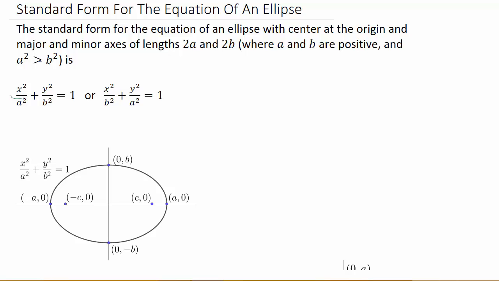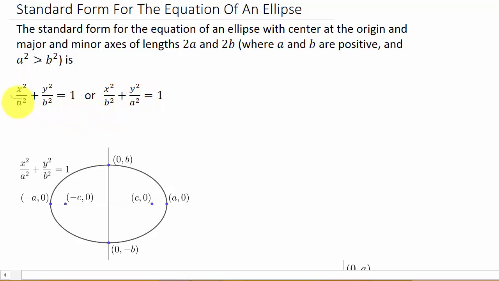Alright, so in this video, we're going to look at graphing an ellipse. So here's the standard form. It says the standard form for the equation of an ellipse with center at the origin and major and minor axes of lengths 2a and 2b. A and b are positive, and a squared is greater than b squared. Alright, so here you can see we've got x squared over a squared plus y squared over b squared equals 1, and x squared over b squared plus y squared over a squared equals 1.